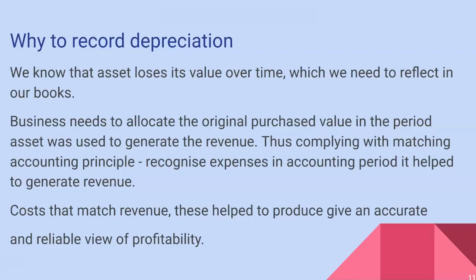So by the end of the year, we have to reduce the original price by a certain percentage or a certain amount. And that is the reason why we need to do it, because we need to reflect our costs to revenue in the same accounting period. It produces financial statements that are accurate and reliable for review, especially regarding profitability. There are other elements we're going to look at in a second, but it's important to understand the matching accounting principle, where we recognize expenses in the accounting period in which they helped to generate that revenue.